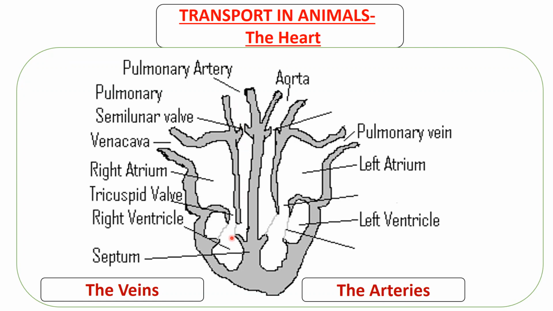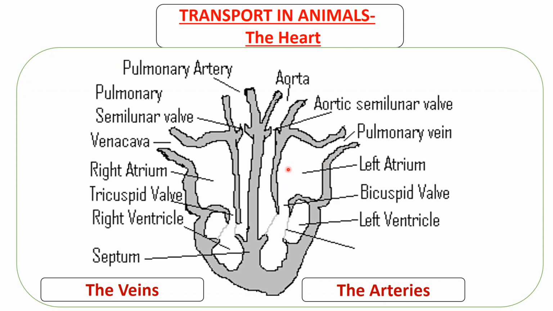The other type of valve that we have is the bicuspid valve. Here is tricuspid, here it's bicuspid. The bicuspid valve is found between the left atrium and the left ventricle. It prevents blood from flowing from the left ventricle back to the left atrium, because blood comes like this. So it prevents blood from flowing backwards.